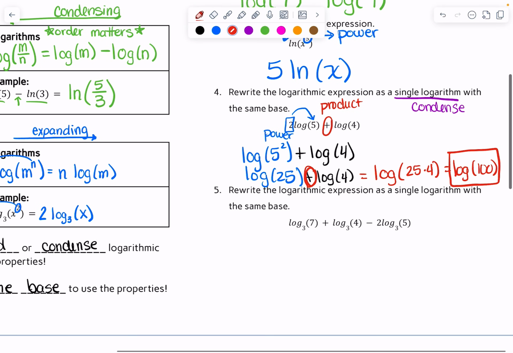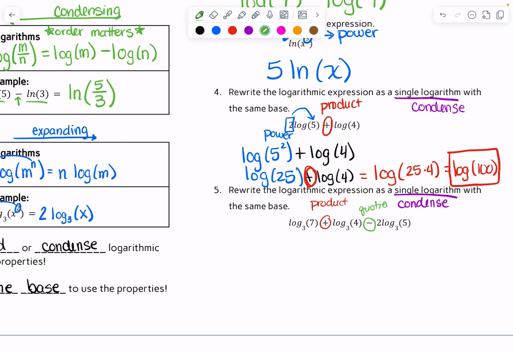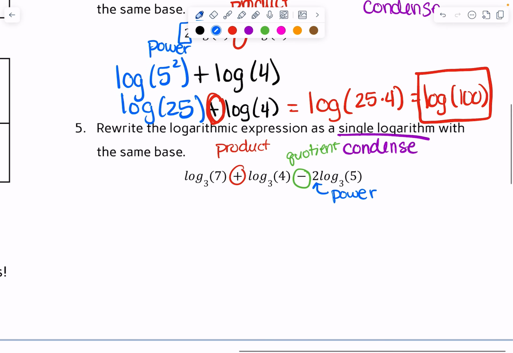Looking at our next example, our last example here, rewrite the logarithmic expression as a single logarithm again. Once again, I am going to condense this with the same base. There's a lot happening in this one, isn't there? I'm seeing addition, which is going to be my product property. I am seeing subtraction, which is going to be my quotient property. And I am also seeing a coefficient here of 2, which is going to be my power property. So in this case, we're going to use all 3 properties.